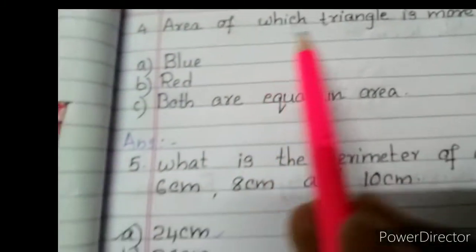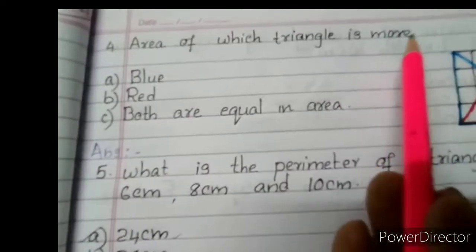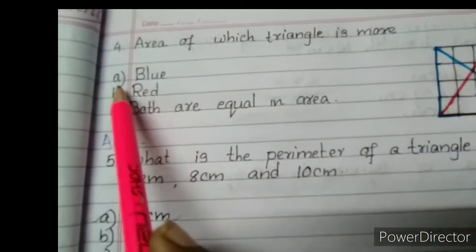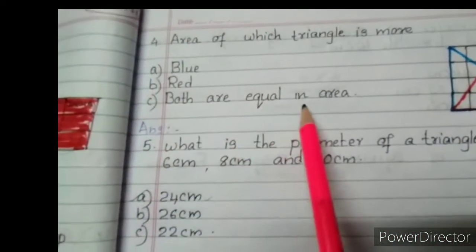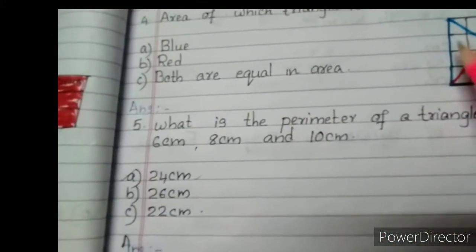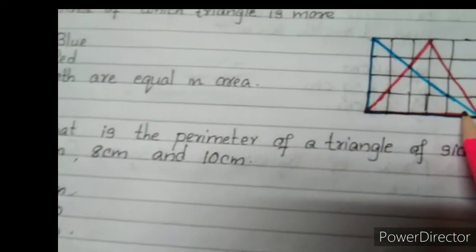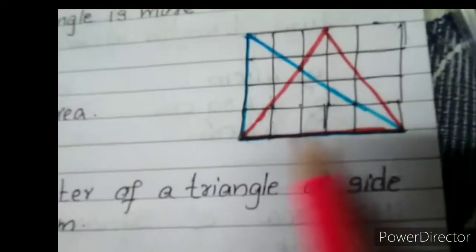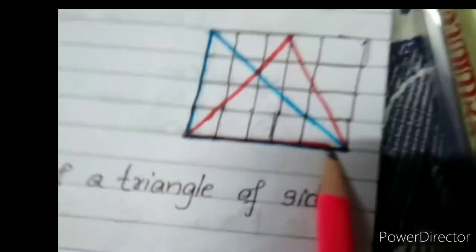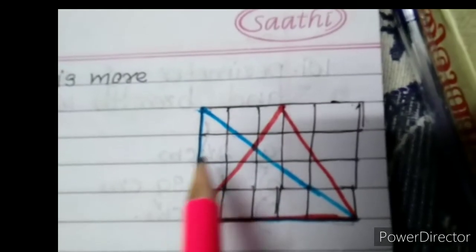Fourth question. Area of which triangle is more? Blue, red, or both are equal in area. Okay, let's see this figure. The two figures are there. One is blue and one is red. Then first we count the blue squares. This is one full square.